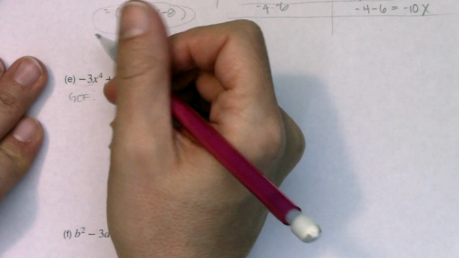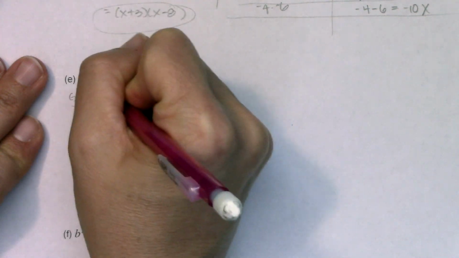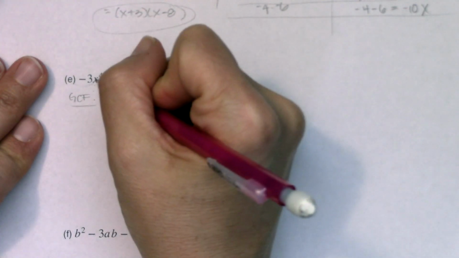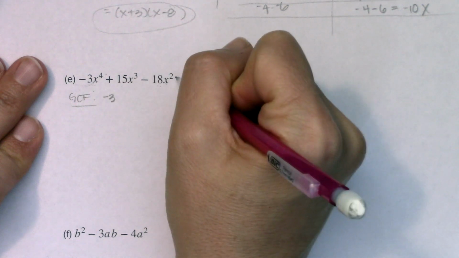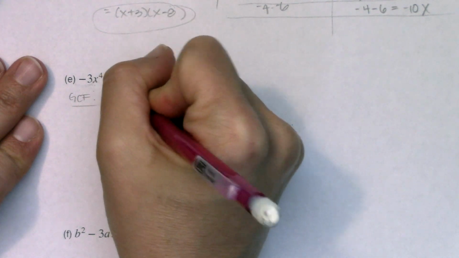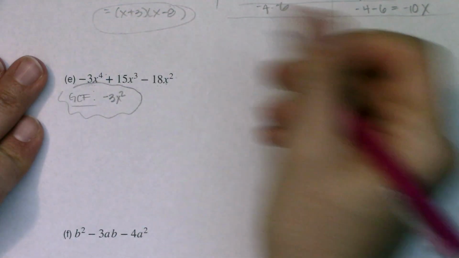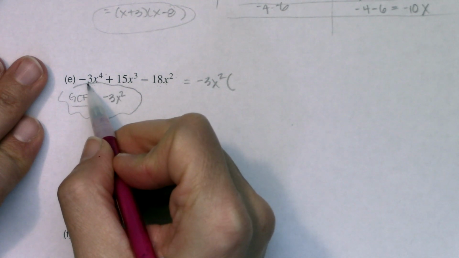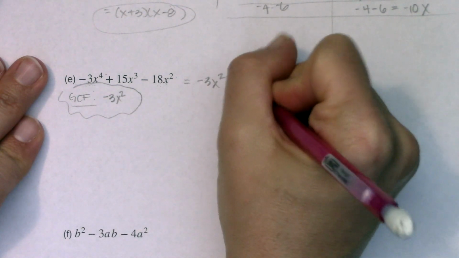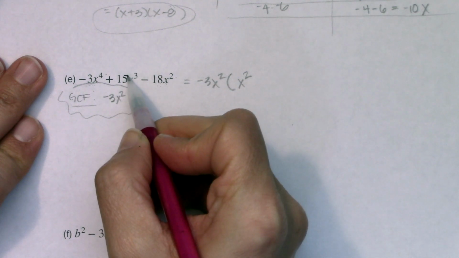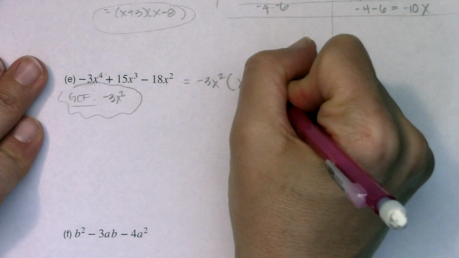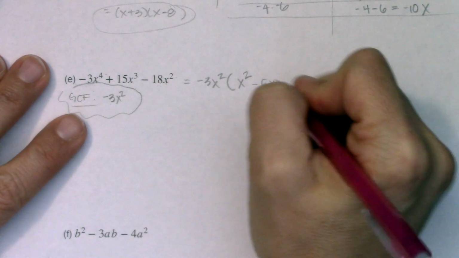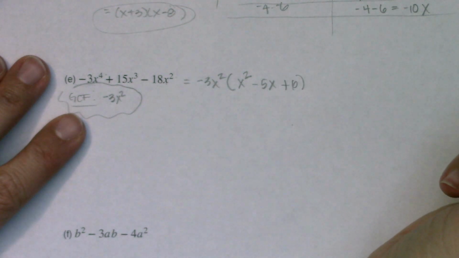My GCF for this particular problem, right? Negative 3, 15, and negative 18. That greatest common factor is negative 3. Between x to the fourth, x cubed, x squared, I take the least of those powers. There's my GCF. Okay, so let's take out negative 3x squared. Negative 3x squared to get to negative 3x to the fourth leaves me with an x squared. Negative 3x squared from positive 15x cubed is negative 5x. Negative 3x squared from negative 18x squared is going to be plus 6, right?